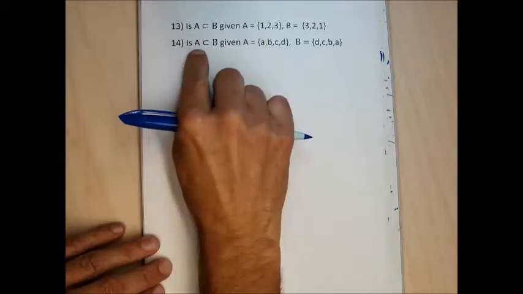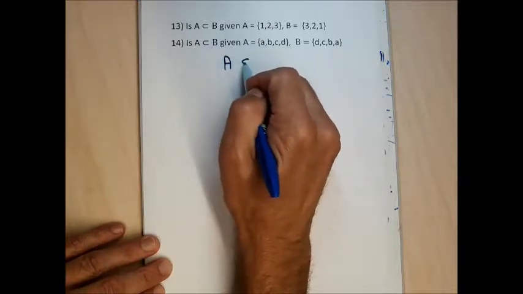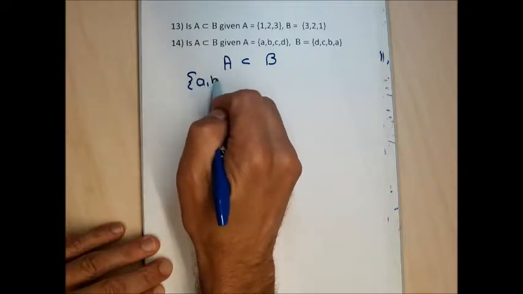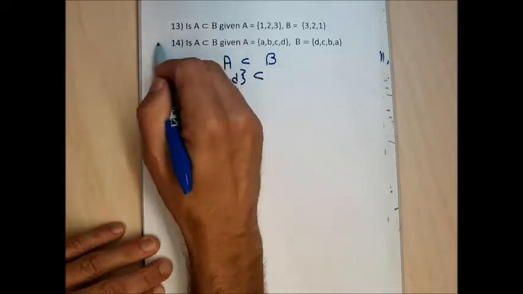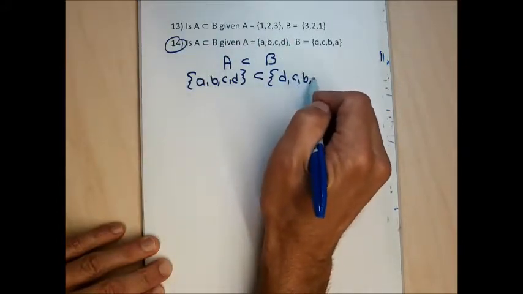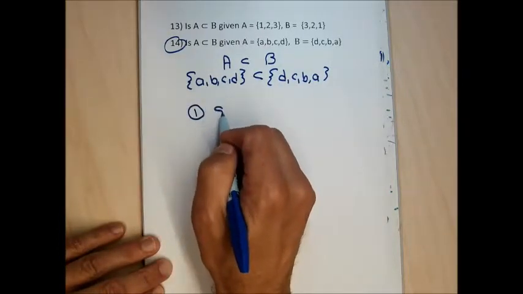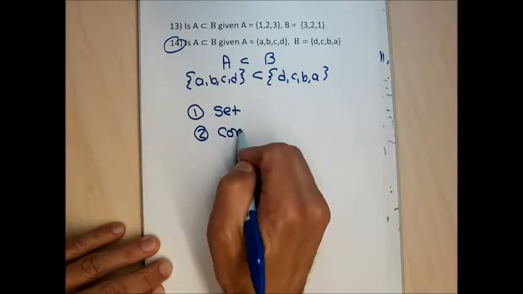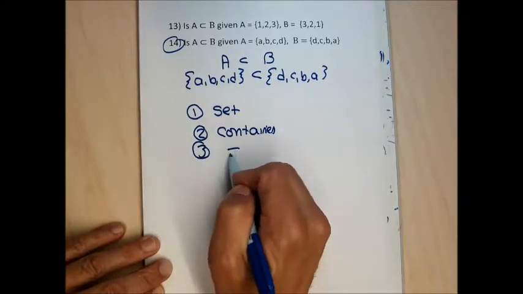So for question 14, it's asking, is A a proper subset of B, where A is the set containing A, B, C, and D, and B, so this is for number 14, is the set containing D, C, B, and A. For this, I need 3 criteria. I need the left set to be a set, I need it to be contained, and they can't be equal.